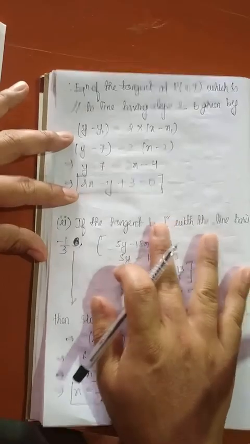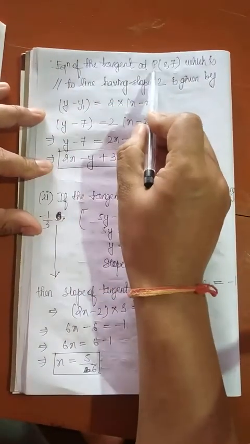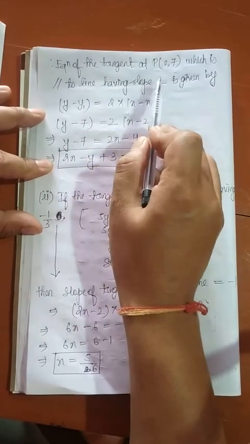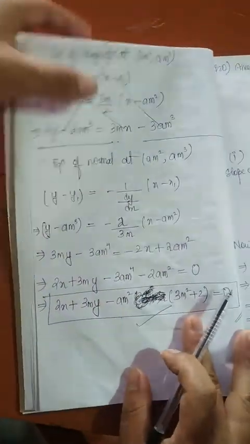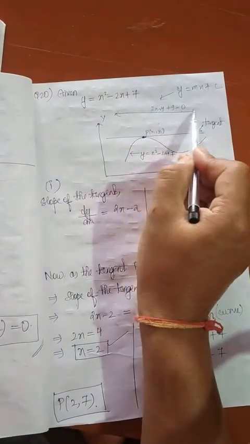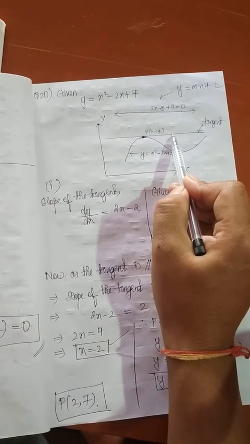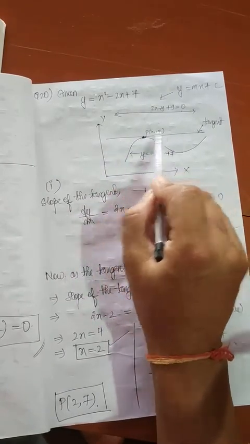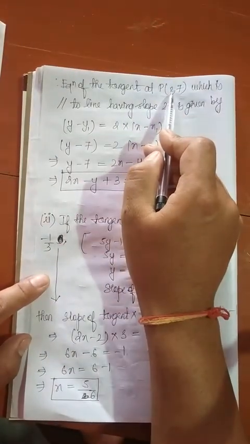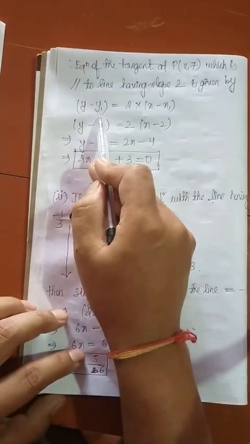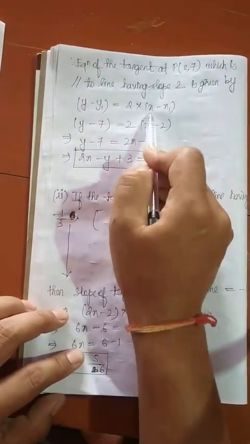So hence, I can write now this line. Equation of a tangent at (2, 7), which is parallel to the line having slope equals to 2. Because what is the slope of this line? 2. If the slope of this line is 2, then slope of the tangent will also be 2. I hope you're clear. And what am I finding? I'm finding the equation of the tangent. So therefore, equation of a tangent at this point, which is parallel to the line having slope equals to 2, is given by y minus y1 is equal to slope into x minus x1.